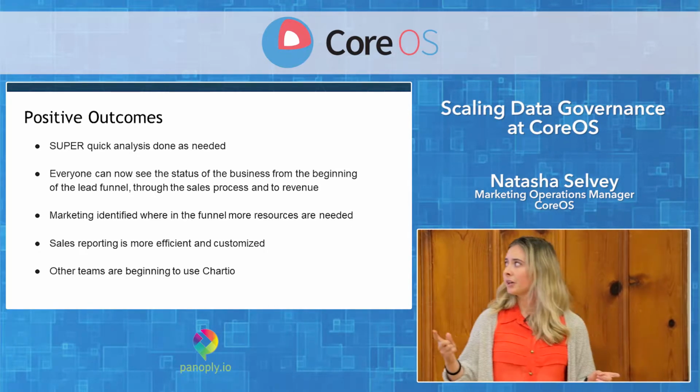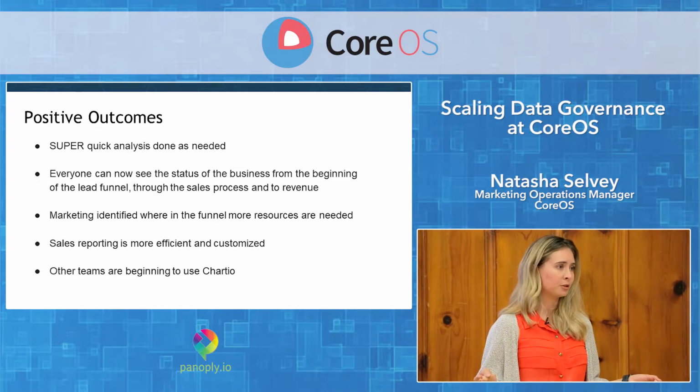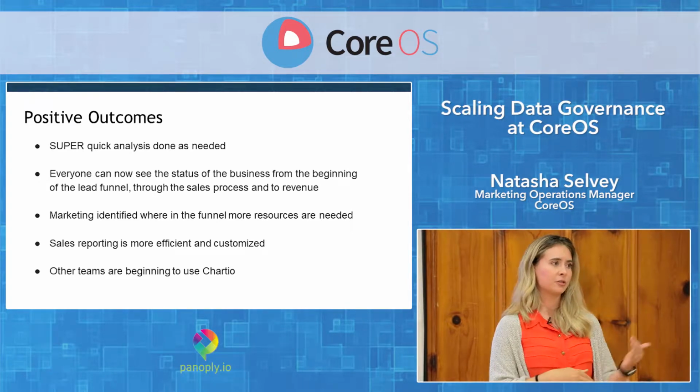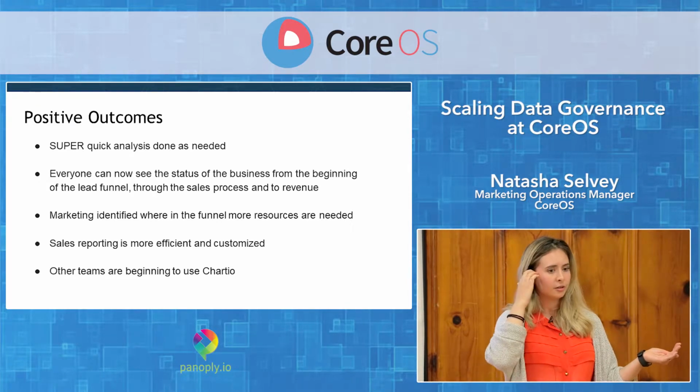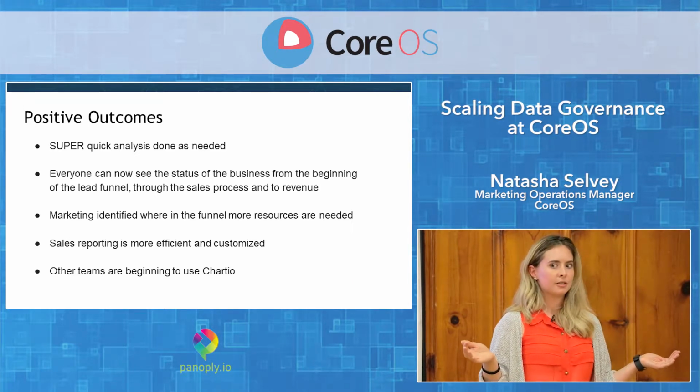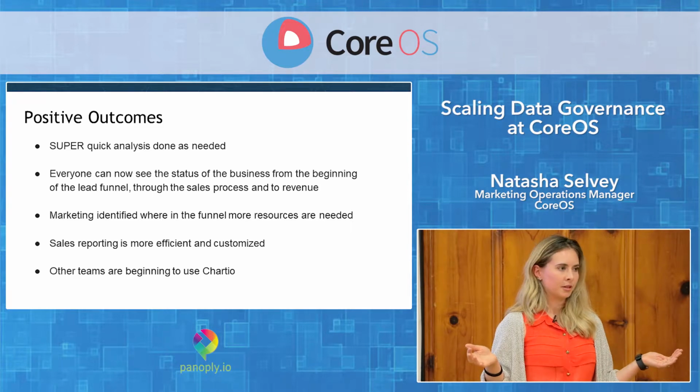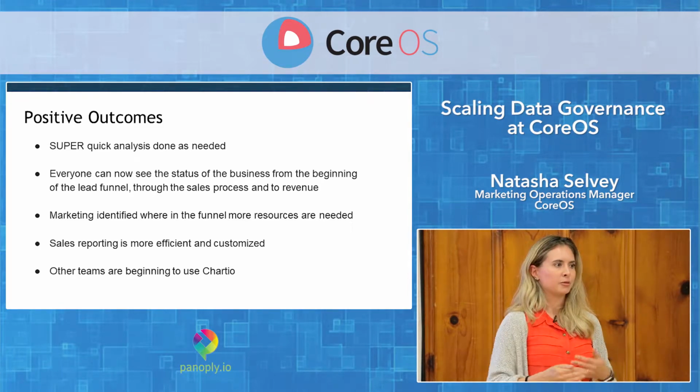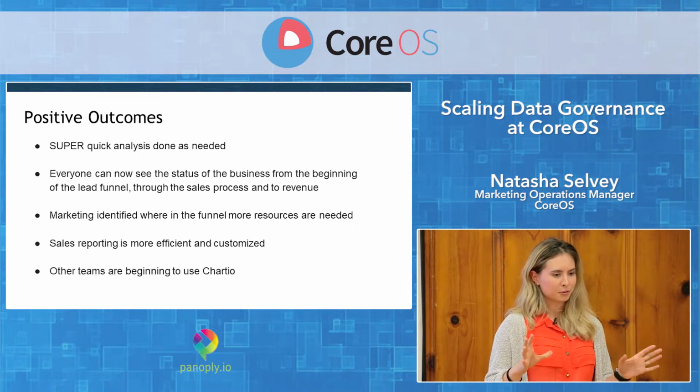Some other great positive outcomes is just the transparency for the business. Now we can see what's going on from beginning to end. And marketing team especially, we were the ones that wanted a BI tool. And now we've been able to discover a lot of really important things, like where do we need resources, what's been going on, how we met our goals. And so this has really solved a lot of those problems.